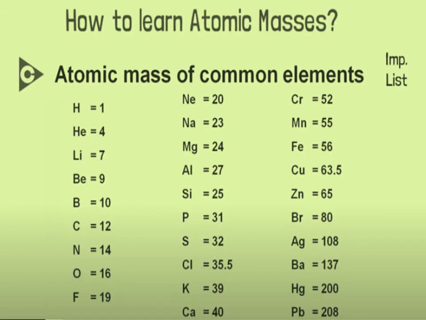At last, as I mentioned, we must be aware of the atomic masses of some elements. In this chart we have the atomic masses of common elements. You just have to remember these to do any problem based on the mole concept. Hydrogen 1, helium 4, lithium 7, beryllium 9, boron 10, carbon 12, nitrogen 14, oxygen 16, fluorine 19. Similarly, we have values for other elements also.